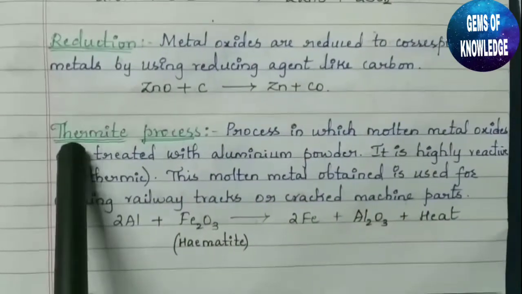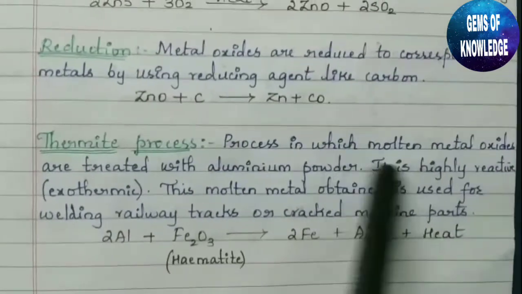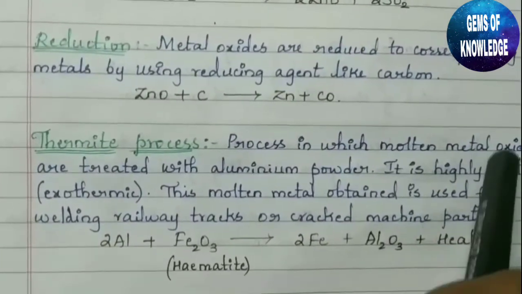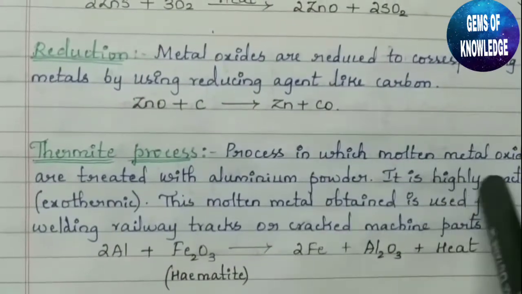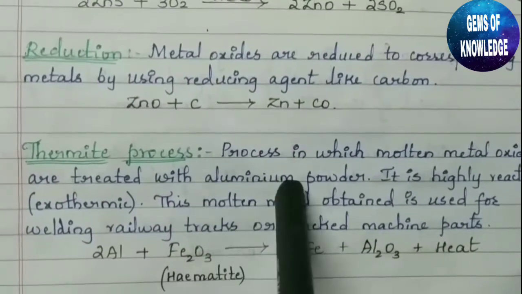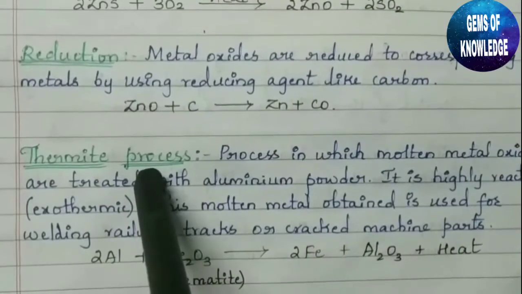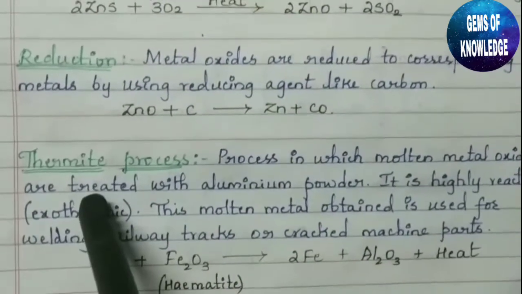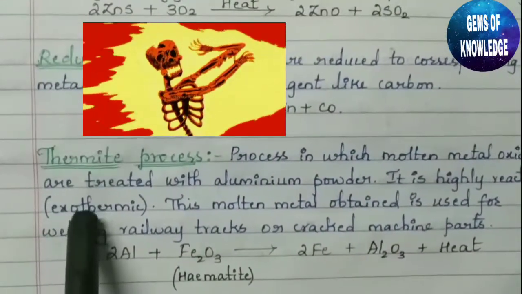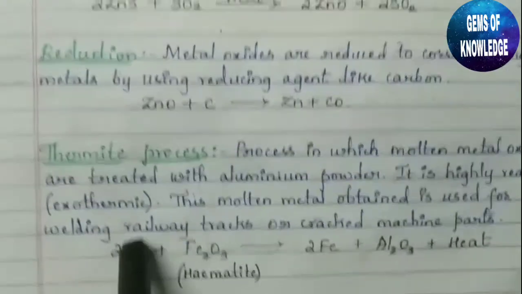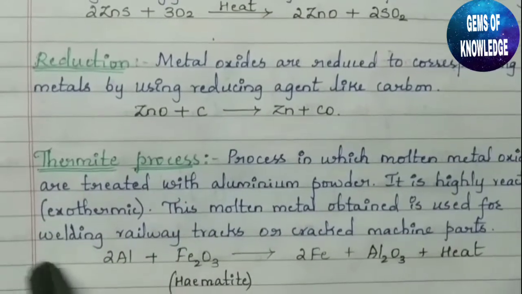Now you can see what the thermite process is: the process in which molten metal oxide is treated with aluminium powder. When molten metal oxide is treated with aluminium powder, that process is called the thermite process. It is highly reactive and exothermic. A large amount of heat will be produced by this process, and the molten metal obtained is used for welding railway tracks.